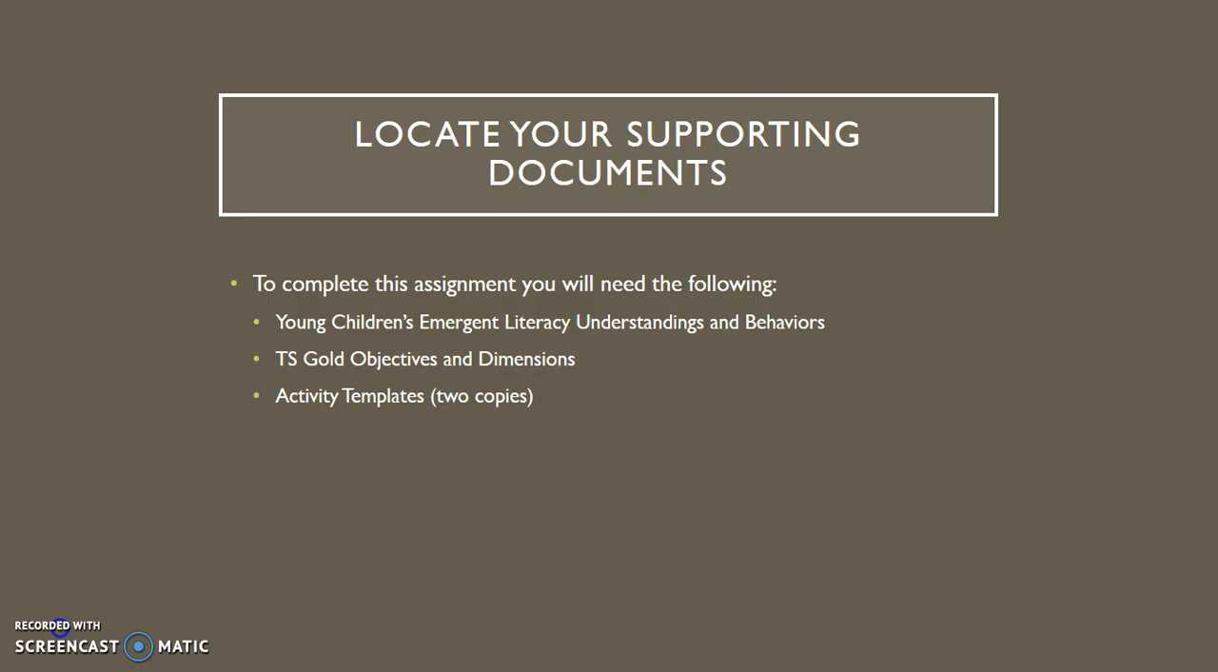So the first thing that you need to do as you're preparing is locate your supporting documents. To complete this assignment, you're going to need these three documents: Young Children's Emergent Literacy Understandings and Behaviors, the TS Gold Objectives and Dimensions, and the activity templates. Two copies, because you're doing one for primary grades and one for preschool. And also remember that if you cannot find these printed copies, you can locate these in modules in Canvas. It's the very first module titled Important Information, I believe, and you'll find all three of these in there.